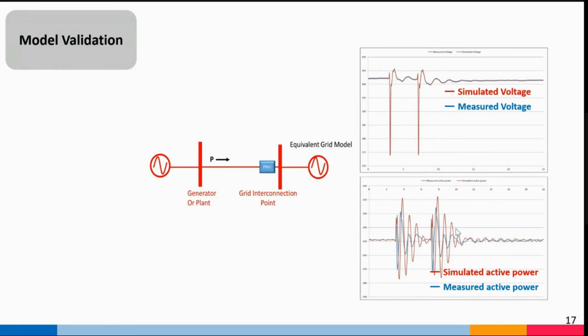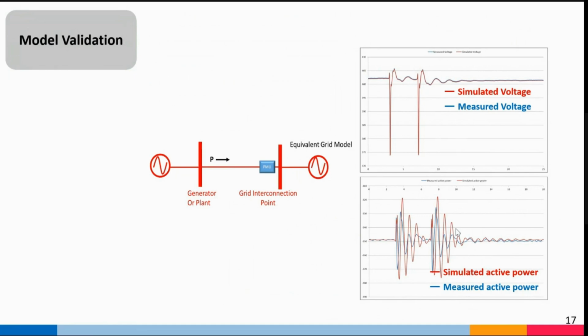So this is what we call a proper model. Then you will be able to replicate any event in the system, and you will be able to see that the dynamic behavior of the system is also matching with the actual behavior that we had during the event. So you're able to verify the model also.